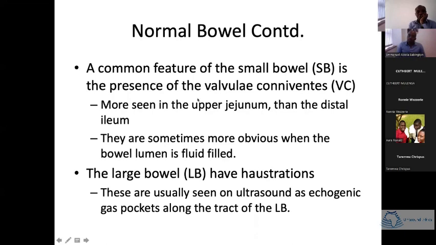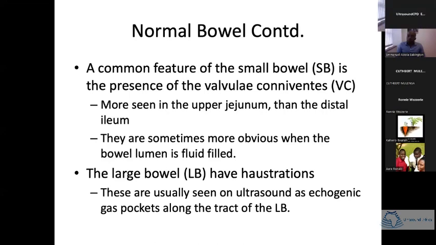So, the features of the normal bowel. A common feature of the small bowel is the presence of valvulae conniventes. These are more prominent in the jejunum than the distal ileum mentioned before. They are sometimes more obvious when the bowel is fluid filled. Also, in cases of small bowel obstruction, you tend to have distended bowel proximal to the point of obstruction. Therefore, you see the valvulae conniventes hanging down from the wall of the bowel. They tend to be much more prominent when the lumen is fluid filled.